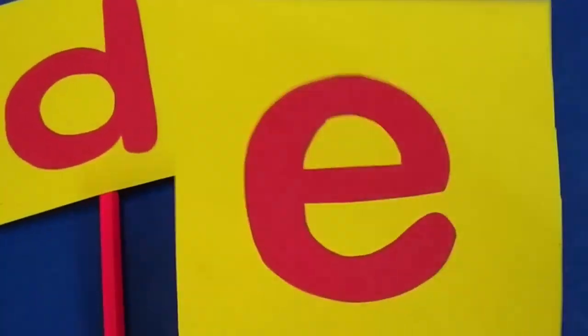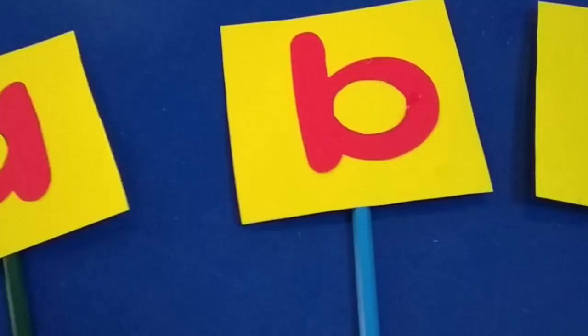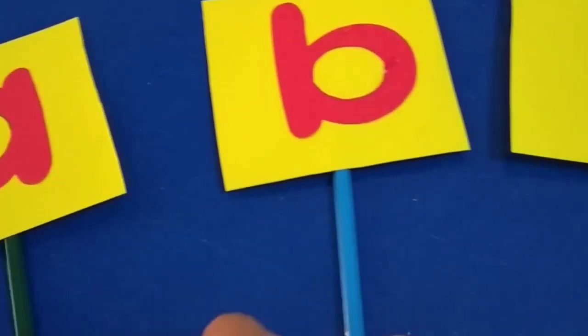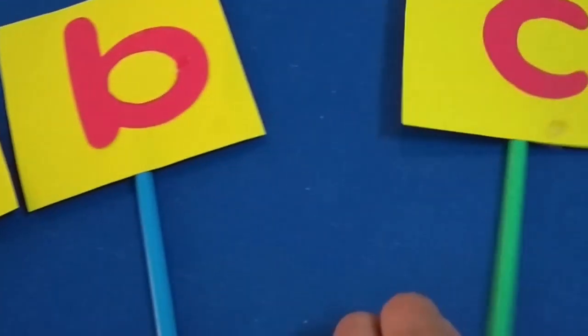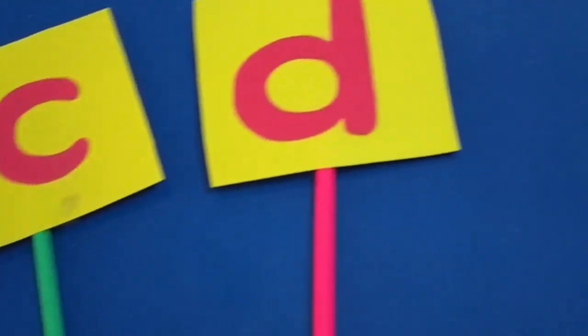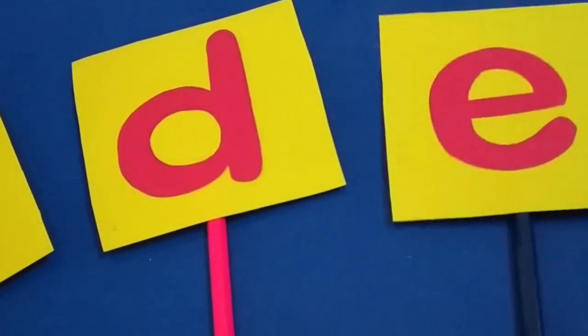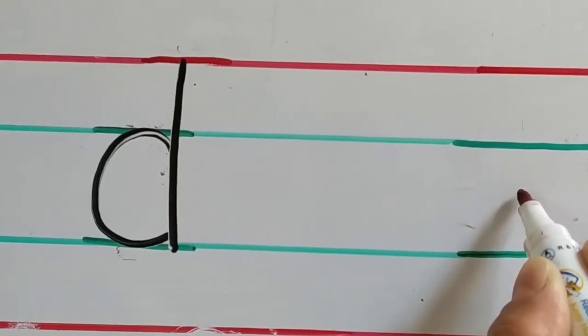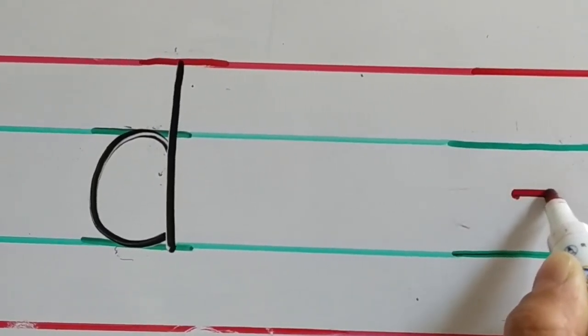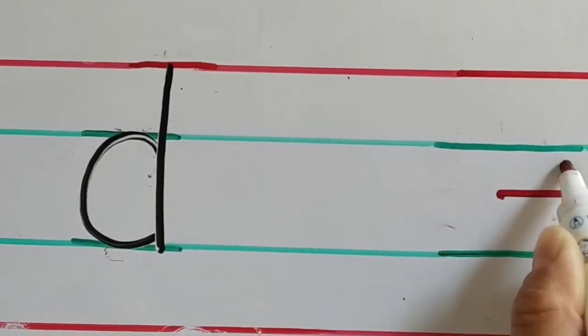E, A. Repeat with me. A, A. B, B. C, K. D, D. E, A. Very good. Okay, how to write letter E? Make a line, then a semicircle.